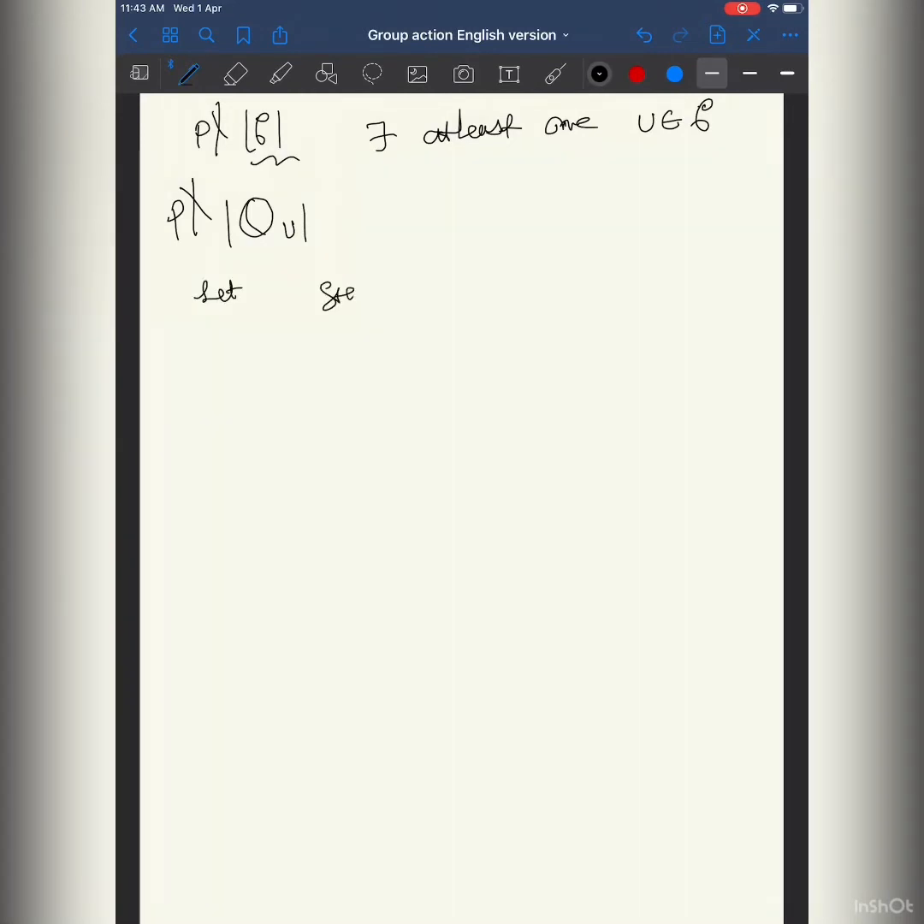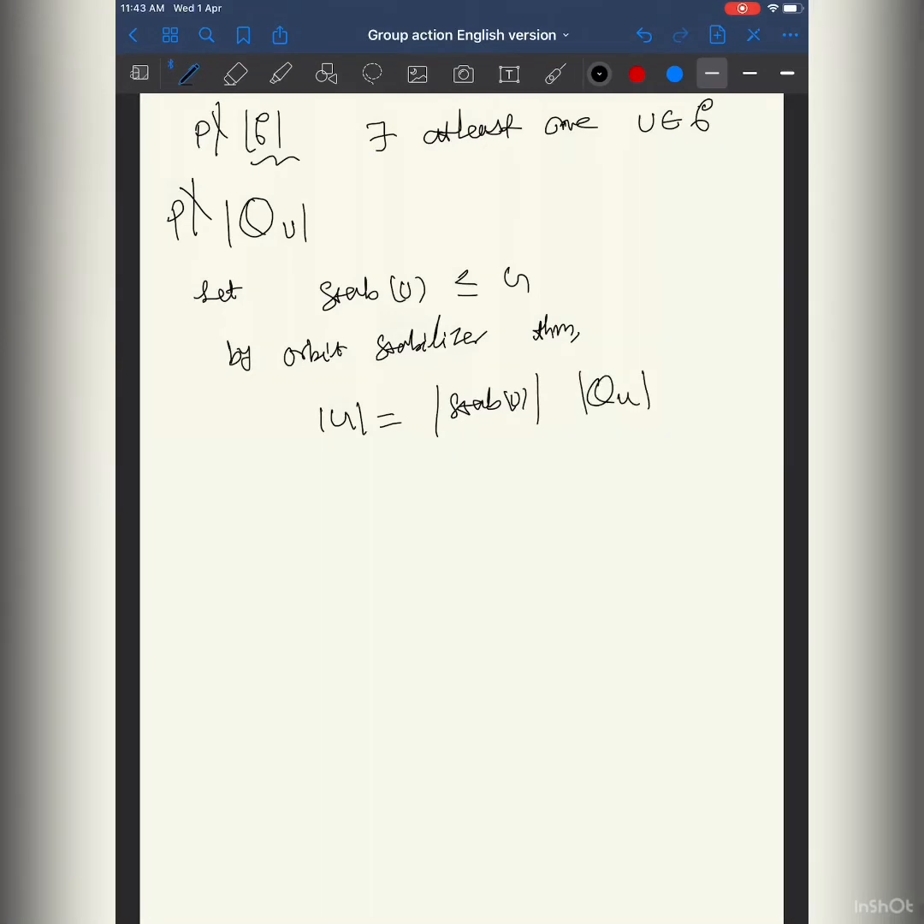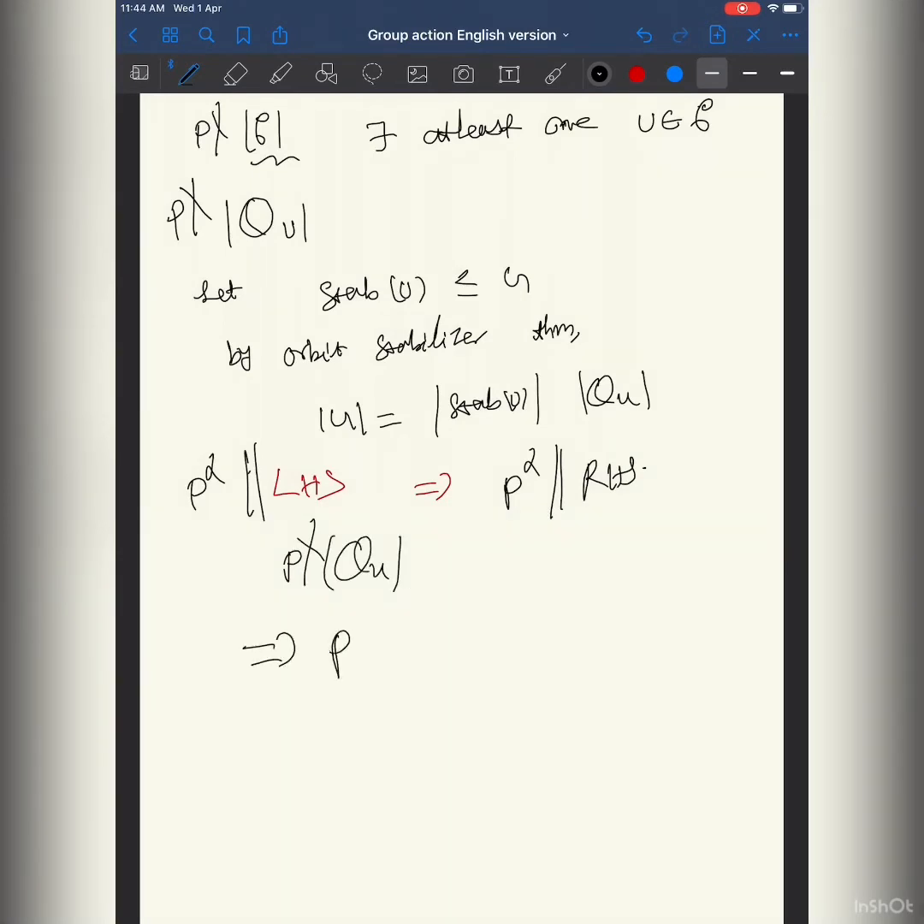Now let the stabilizer of U be the subgroup inside G. By the orbit stabilizer theorem, the order of G equals the order of the stabilizer of U times the order of the orbit of U. Since p power alpha divides the order of G, it should divide the right-hand side, and p does not divide the order of the orbit of U. That implies p power alpha divides the order of the stabilizer of U. From here we conclude the order of the stabilizer of U is greater than or equal to p power alpha. This is the first inequality.